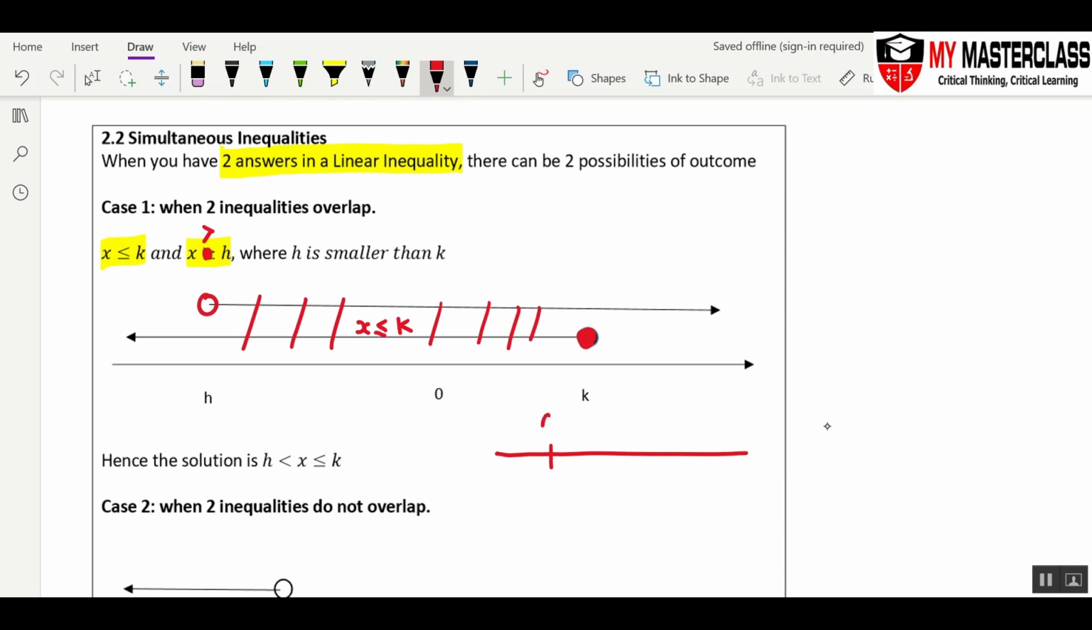What I'm trying to show you is that these two parts overlap, and this is the solution. H is here, K is here. When we put it in the solution, we say X is in between, or greater than H but smaller than K. This is the part that they overlap.